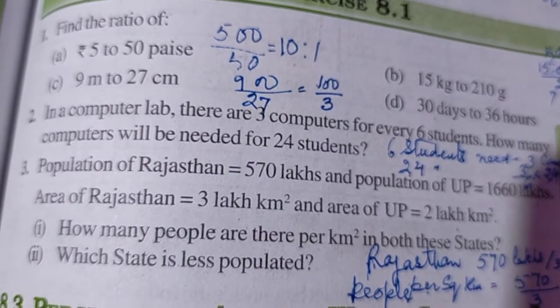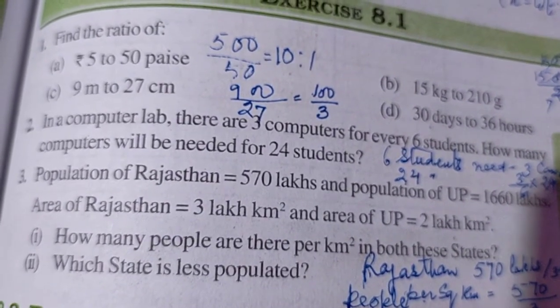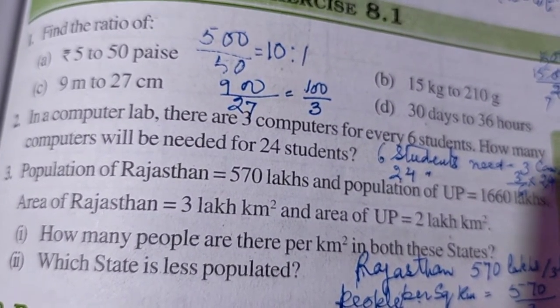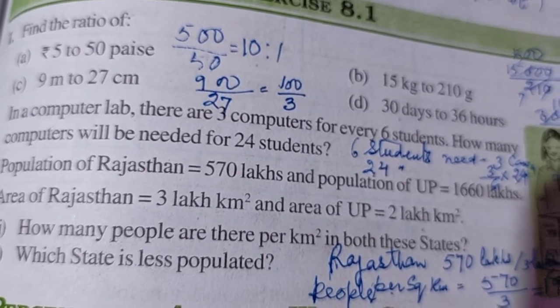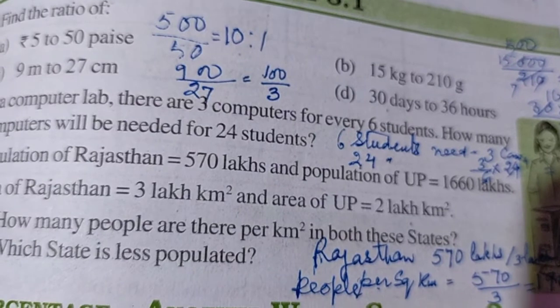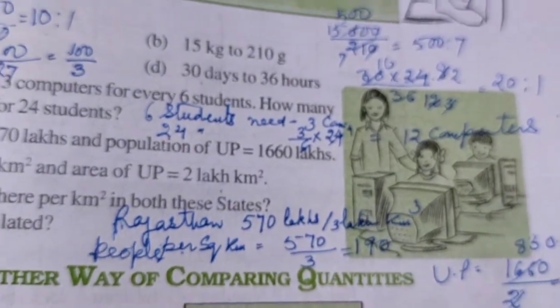Similarly, 9 meter to 27 centimeter. 1 meter has got 100 centimeter. So 9 meter will be 900 centimeter. And compare them. 900 upon 27 is equal to, divide both of them with 9, you will get 100 to that of 3. Now 30 days to 36 hours.